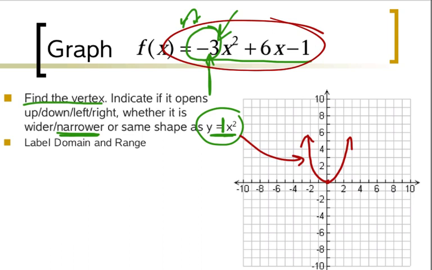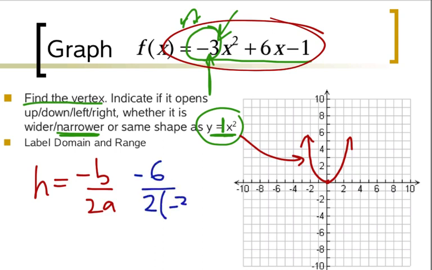Now, what we want to do is go ahead and solve for h and k, just like I did on the last one. So we use the formula h equals negative b over 2a, and I plug in what I have, which is negative 6 over 2 times negative 3. Okay, and I work that out, and I'm going to get positive 1. So that means my h is 1. So I can start plugging in my formula.